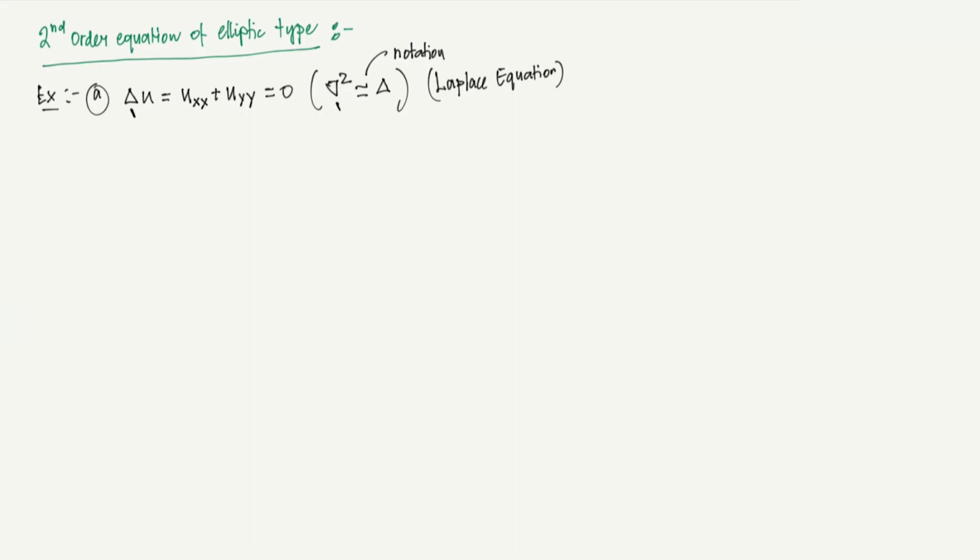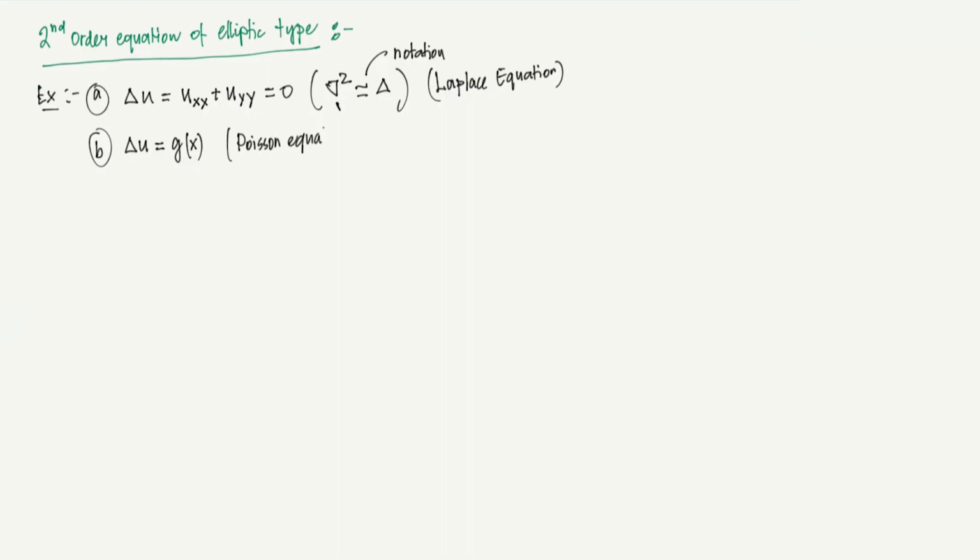So this is called the Laplace equation, and delta u is called the Laplacian of u. Laplacian of u equals 0. Now let's say I'm writing Laplacian of u equals g, and g is just a function of x, not a function of u. That equation is called the Poisson equation.